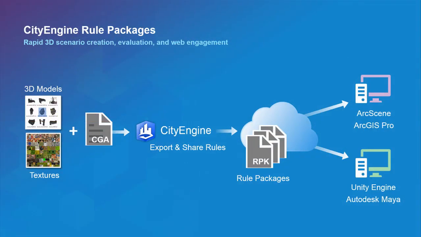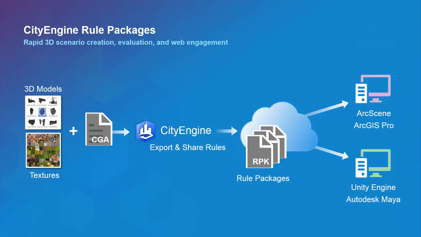So CityEngine is also extensible in ArcGIS Pro. We can start to take these rules, which are written in CGA, a scripting language within CityEngine. That CGA code is a combination of code and the 3D models and the textures that go with it, so that the code knows to put brick on the walls and little air conditioners on the roof and that sort of thing. So we can start to package up that rule as rule packages.